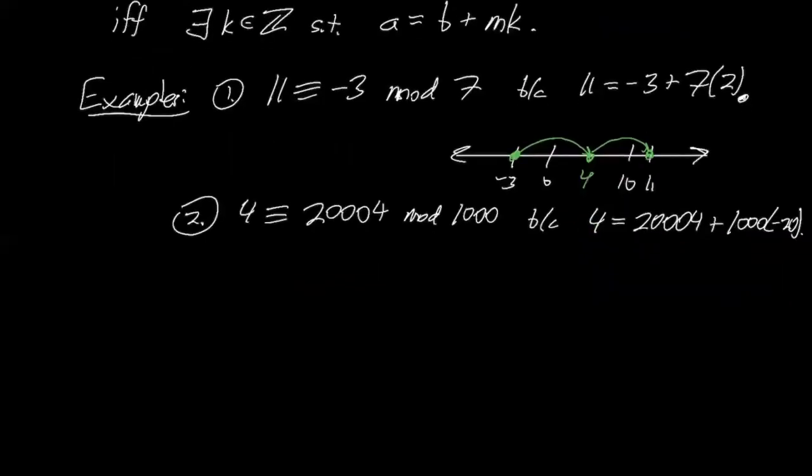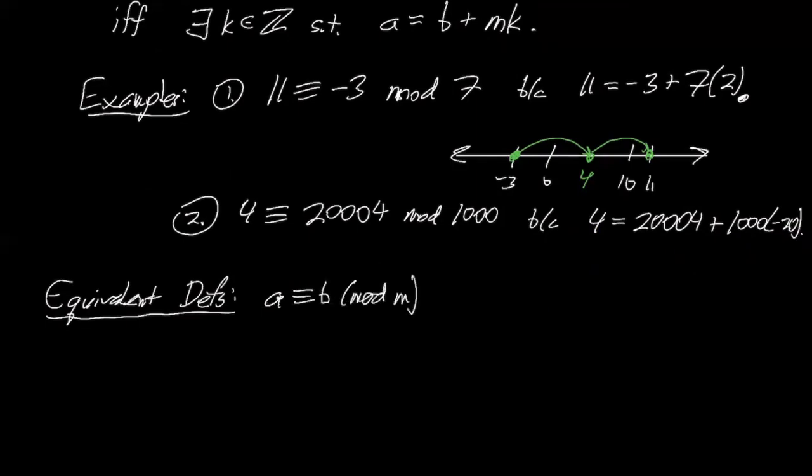I just want to mention some other equivalent definitions. Sometimes you see it presented different ways in different books, and sometimes it's just more convenient to write it different ways. So you could say a is congruent to b mod m. Another way to think about this is the difference: if you think about a minus b, it's got to be a multiple of m, right? Like in this case, 11 minus -3 is 14. That's a multiple of 7. 4 minus 20,004 is -20,000. That's a multiple of 1,000. So you can say if and only if m divides a minus b. That's one equivalence.